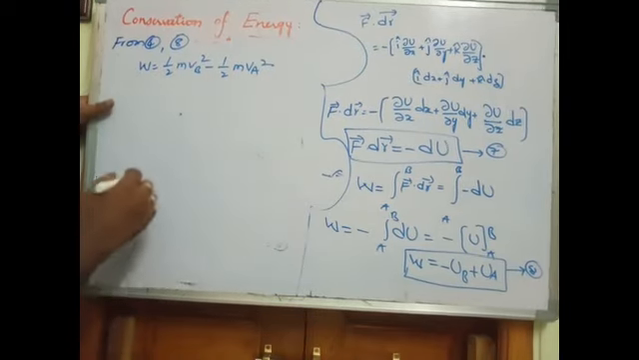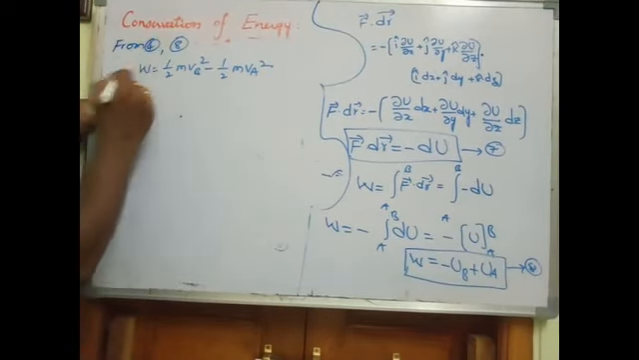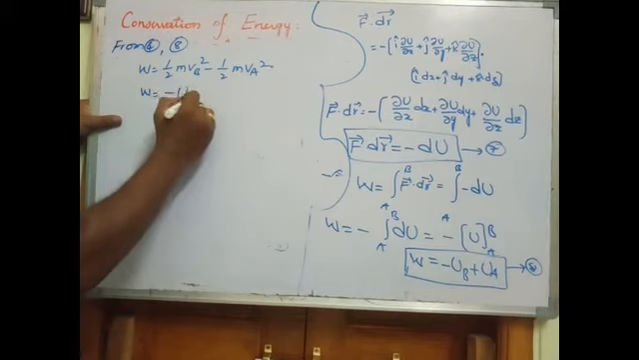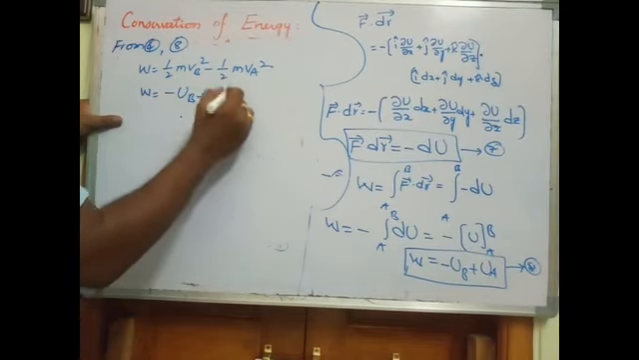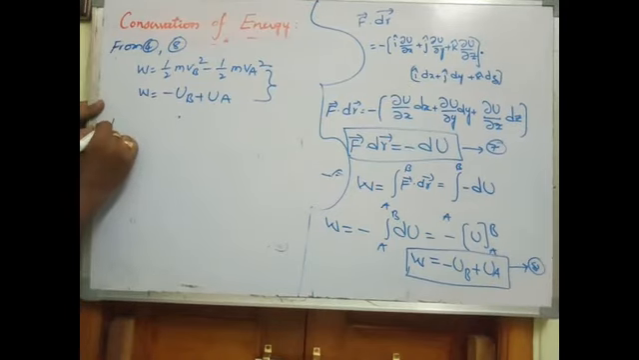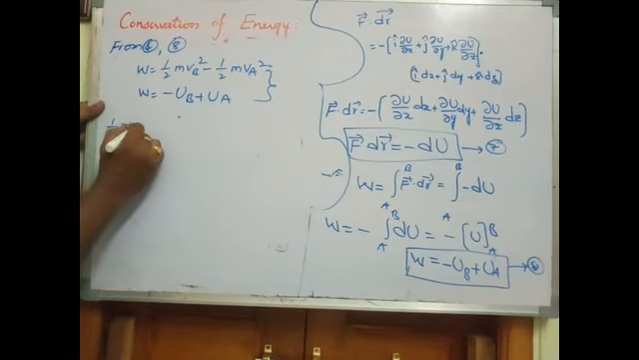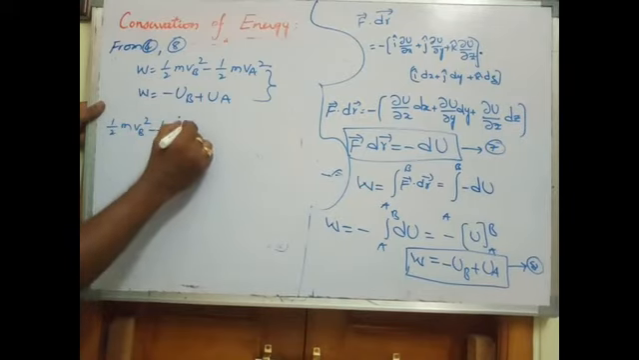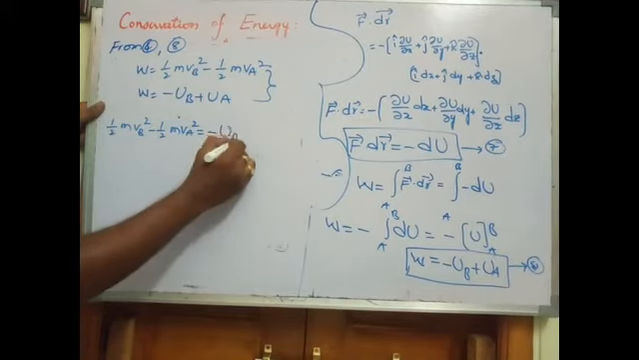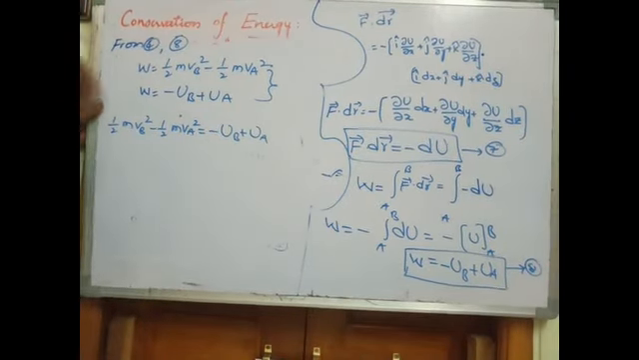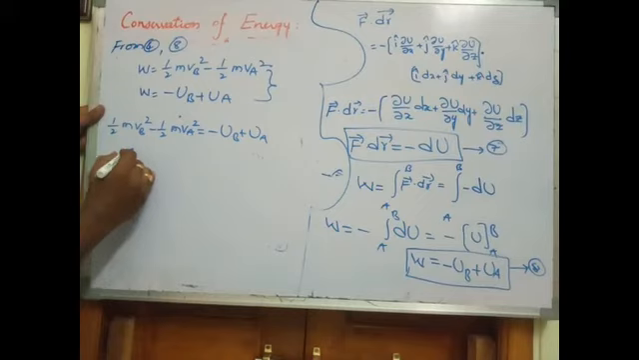What is equation number 8? Let us equate equation 4 and 8. Equation 8 is minus Ub plus Ua. So equating these two equations, what do we get? 1 by 2 m vb square minus 1 by 2 m va square is equal to minus Ub plus Ua. So readjusting this equation, what do we get here?